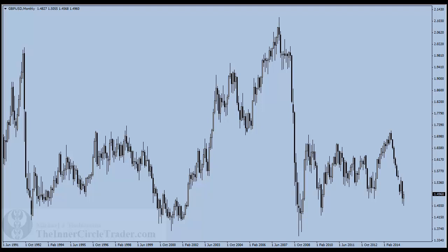Because the market is defined by the deep pocket institutional bank traders. They are the market. We are just fleas on the back of that dog. Sometimes they'll scratch and kill us, and other times we're lucky enough to ride along on their coattails to wherever they're trying to get the market to go.